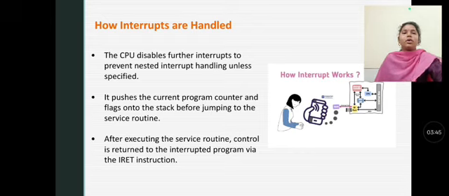How interrupts are handled. First one, the CPU disables further interrupts to prevent nested interrupt handling unless specified. Second one, it pushes the current program counter and flags onto the stack before jumping to the service routine. Third one, after executing the service routine, control is returned to the interrupted program via the IRET instruction.